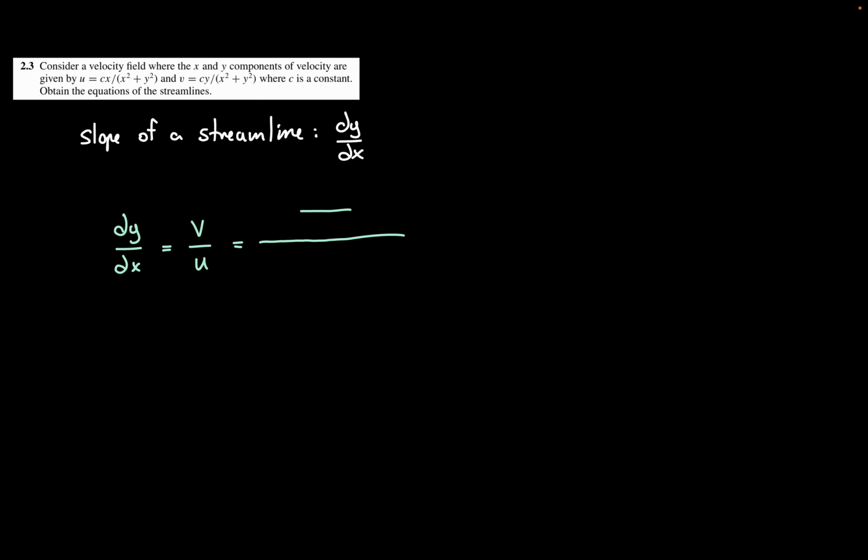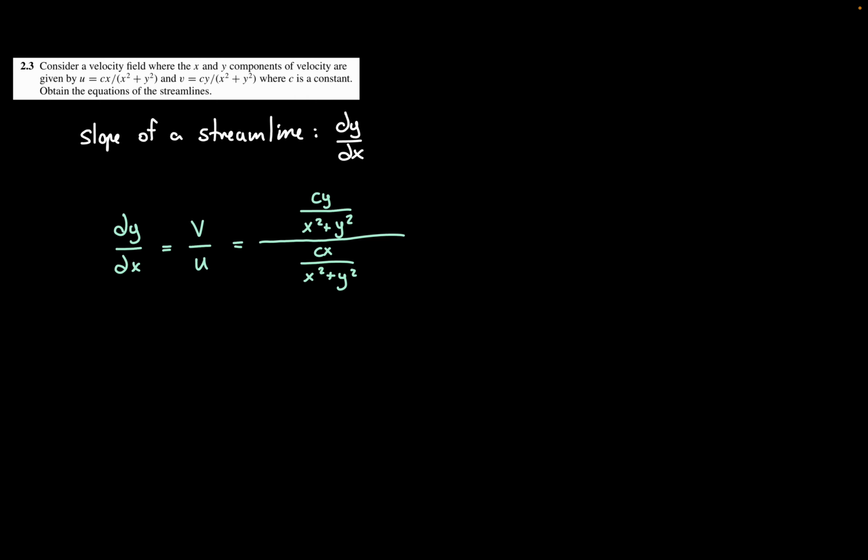So let's start out by writing the slope of a streamline, which in this case is just dy over dx. Now we can use our special relation where we have dy over dx is equal to the v component of our velocity divided by the u component of our velocity. So in this case, for v, that was cy divided by x squared plus y squared. And then for u, that was cx divided by x squared plus y squared.